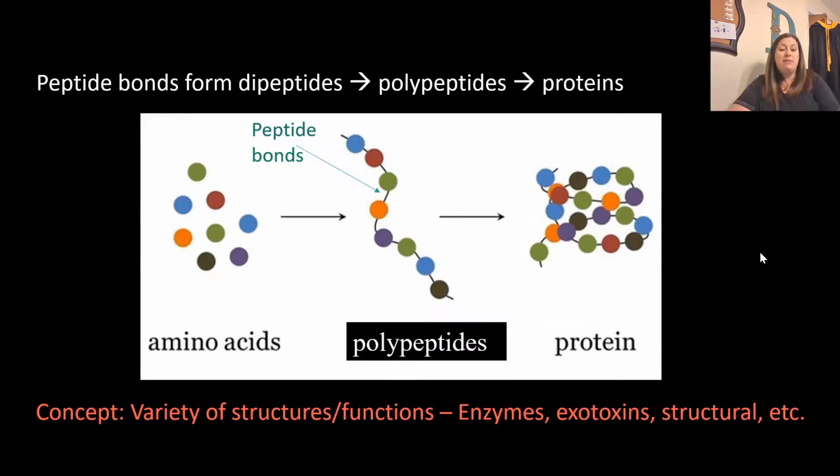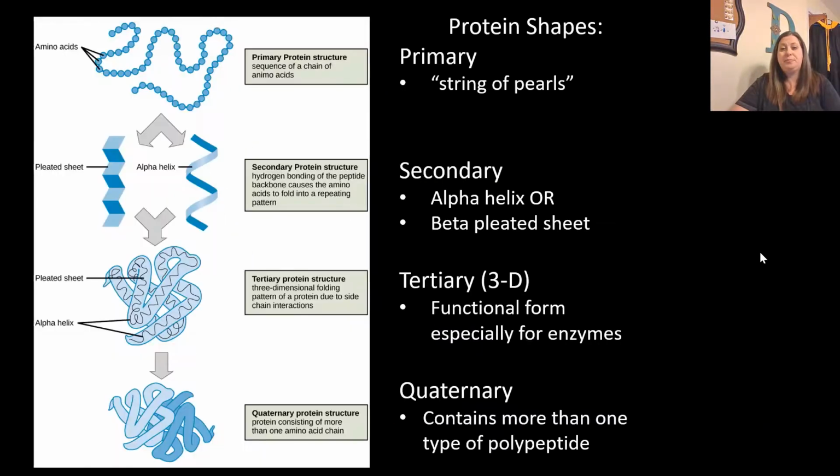They can play lots of different roles depending on what combination of amino acids we put together. Now, in order for the protein to become functional, it does have to undergo some folding in a specific way. The primary stage of a protein is just that string of pearl stage. It's a polypeptide chain, a bunch of amino acids joined together. It's not functional here.